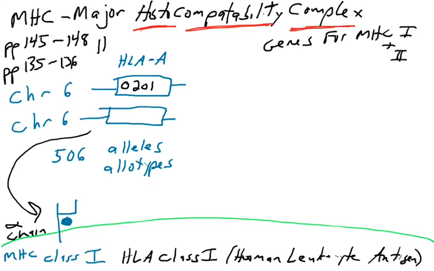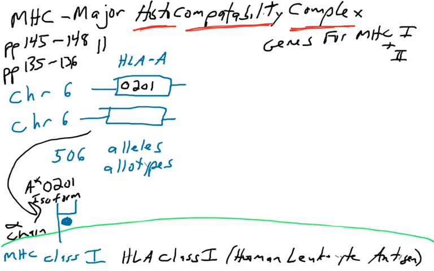So let's give an example. Let's talk about 2 different versions, or 2 different allotypes, of the HLA-A gene. What's different about them? So we'll start with version 0201, and the nomenclature is always kind of weird, right? But that's the real version of the HLA-A gene, right?